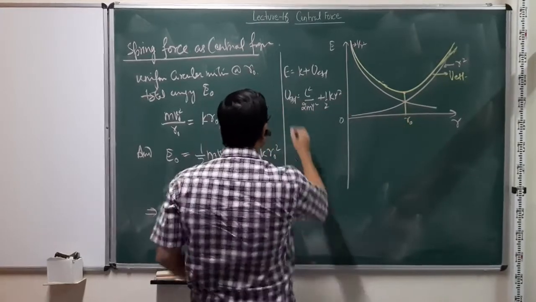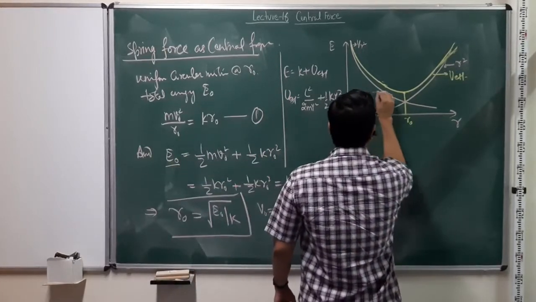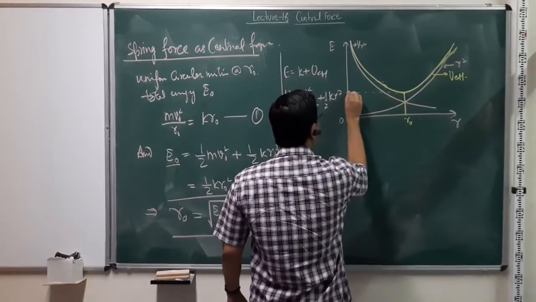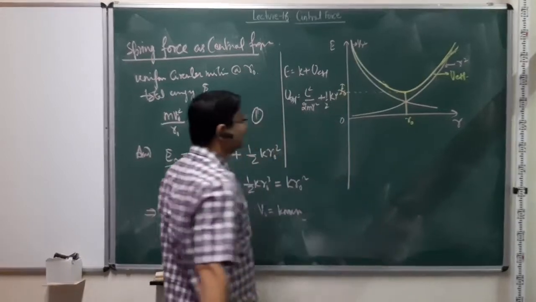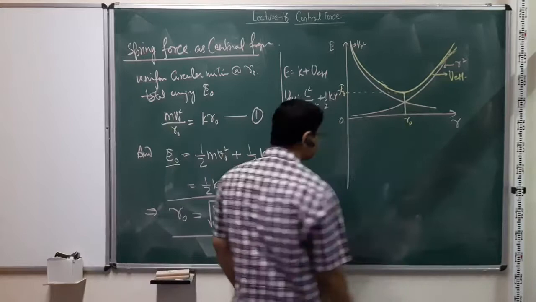And the minimum of this will be at R0. And if I want to see this E0 here, this E0 was for the circular orbit. So this is my E0, when the system is at the bottom of this well.